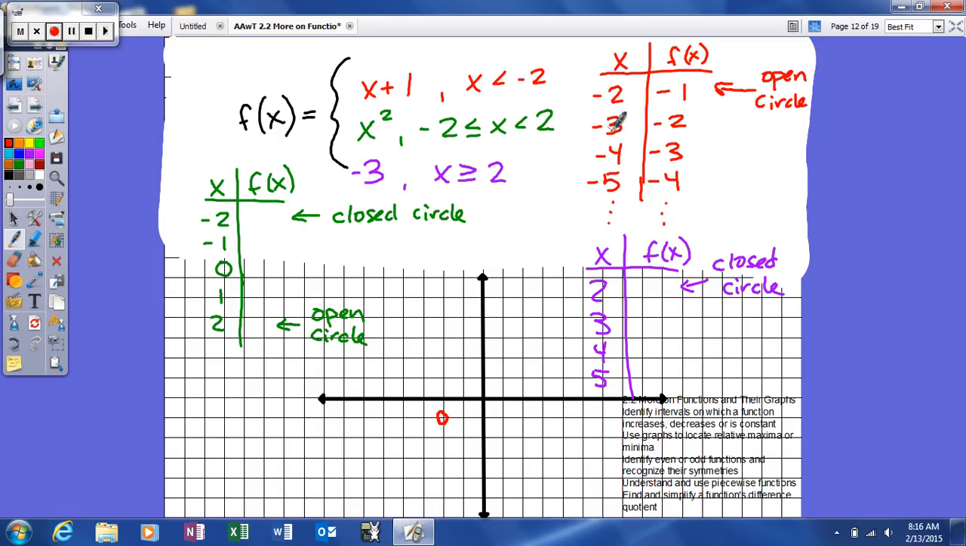But I need some more points. We're going to plug in negative 3. When you plug in negative 3, you get negative 2. So we graph negative 3, comma, negative 2. When you plug in negative 4, you get negative 3. And then lastly, plug in negative 5 to get negative 4.